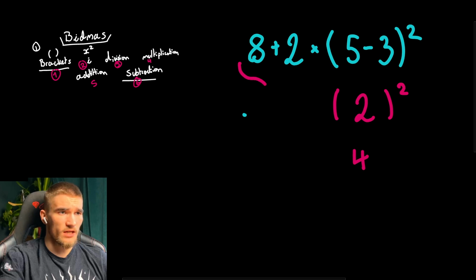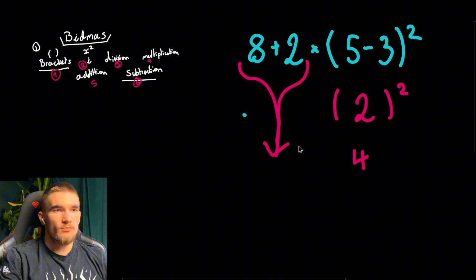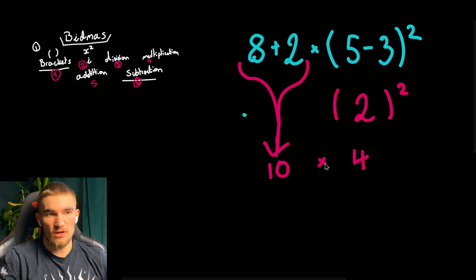And I also have the 8 plus 2, right? So I'm going to just move it all the way down here. And 8 plus 2 obviously just gives me 10, right? And then I'm going to have to multiply these two together. So the answer should be 40.